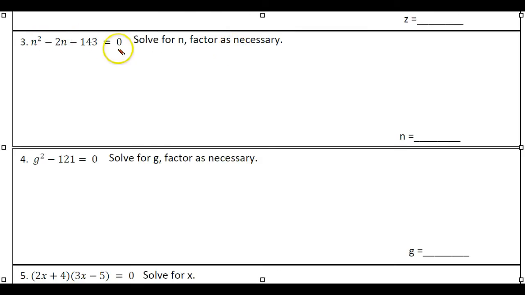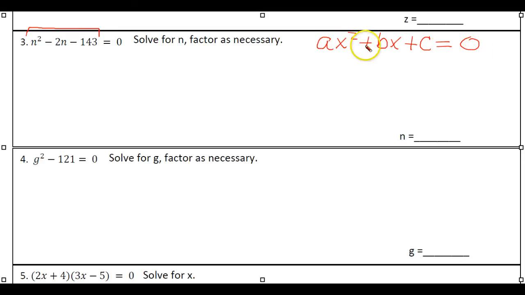Now in example 3, they went from some easy ones to some that are more challenging, because this is how we're usually going to find them: a trinomial that's equal to 0. And this is what we say is in our standard form, ax squared plus bx plus c equals 0. So we have a trinomial that equals 0. This is the standard form of the quadratic equation.